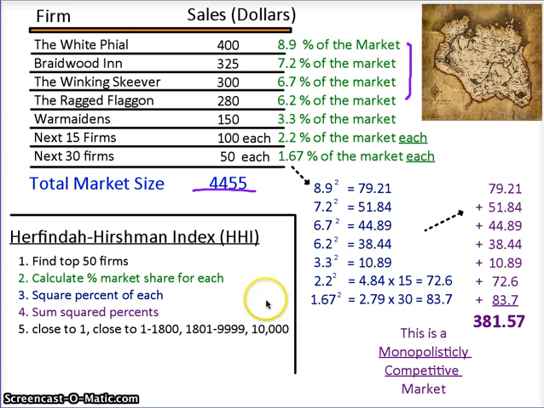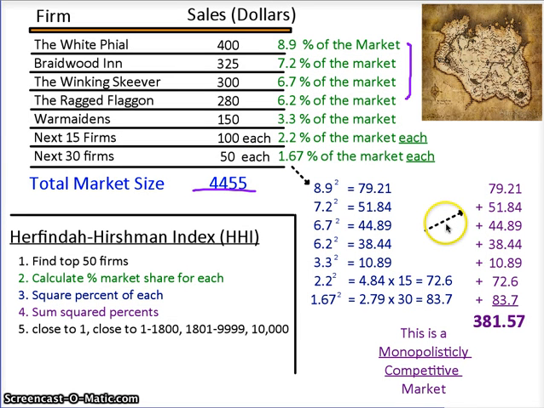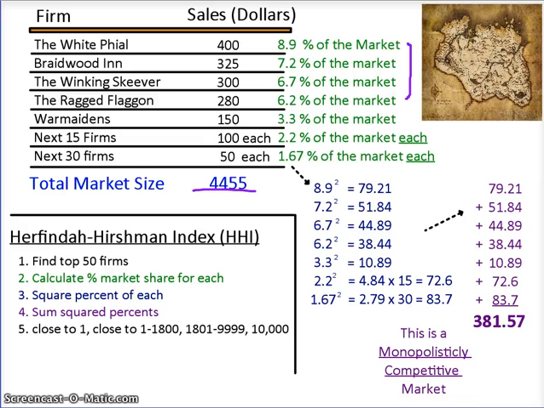This HHI confirms what we saw with the 4-firm concentration ratio. So the two values both agree. The HHI is a little more narrowly focused, a little more specific, mainly because we're considering a much larger sample pool, 50 firms instead of the mere 4 in the 4-firm concentration ratio. However, both of these serve their purpose, which is to let us know what kind of market structure a particular industry is competing in.